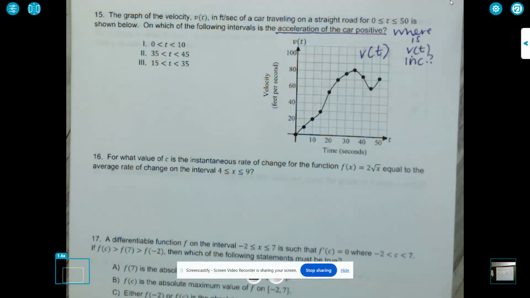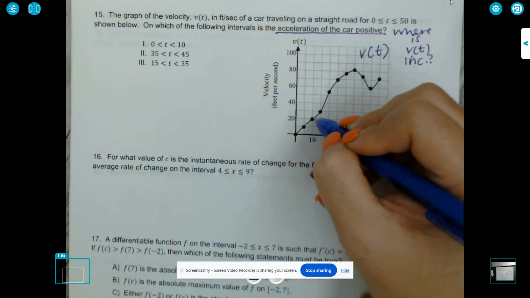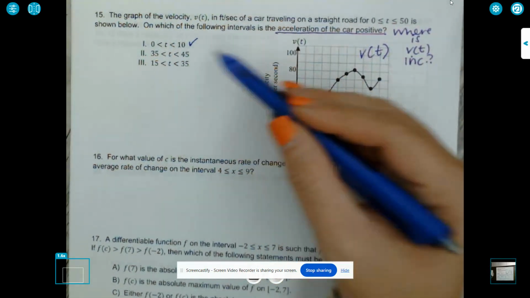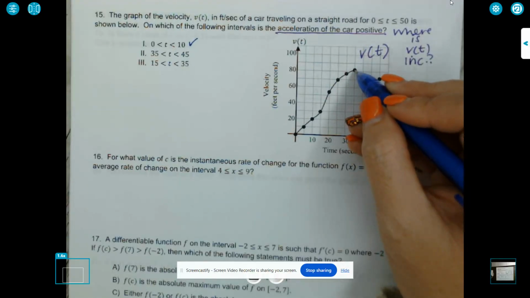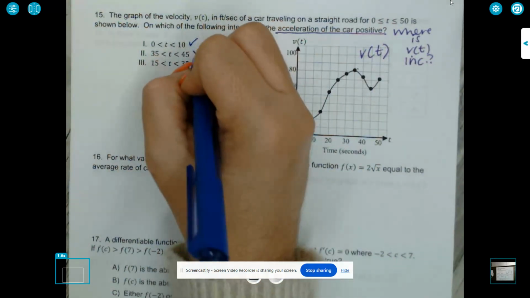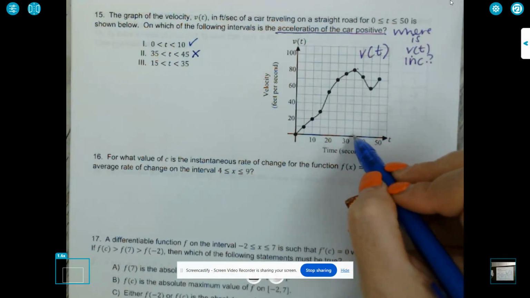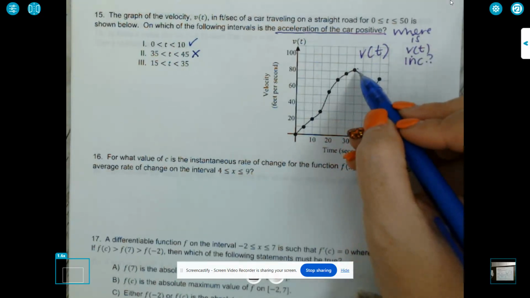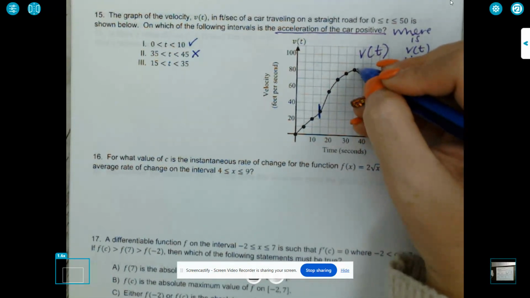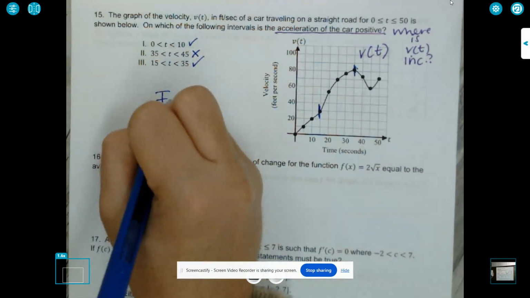Where is our velocity increasing? So from 0 to 10. So let's look and see. From 0 to 10, all right, we are increasing there. Okay, that'll work. So 35 to 45. So 35 is here to 45, so that's down this way. Okay, we are definitely not increasing there. And from 15 to 35, so from here to here, we are increasing there as well. So our answer is 1 and 3.